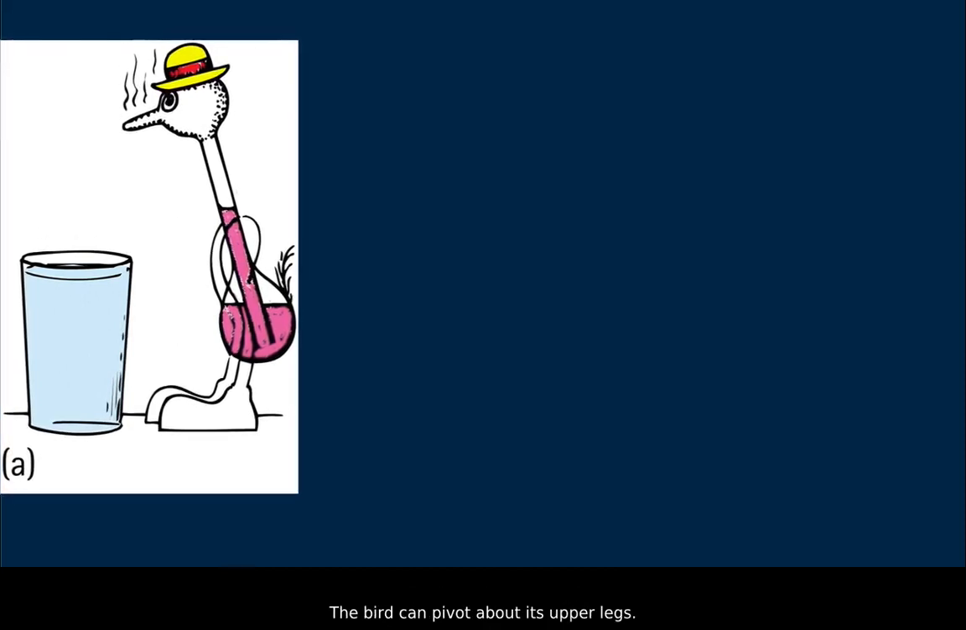The bird can pivot about its upper legs. To begin, the outside of the toy bird's head must be wet. Felt covering on the head and the beak that extends into the water glass with each cycle keeps the head wet for a longer time. Evaporation of water occurs on the wetted head. What effect does this have on the bird's head? That's right, temperature is lowered. Evaporation is a cooling process.